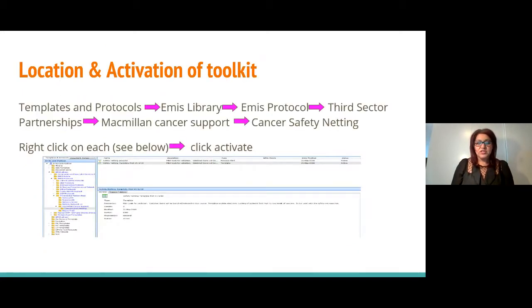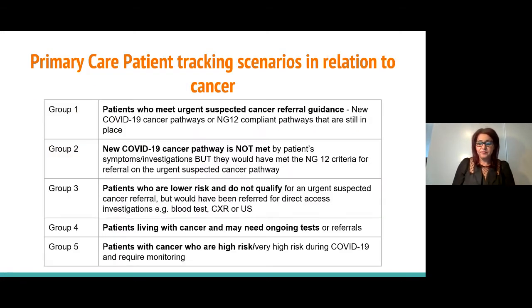So just to talk about the first step, locating and activating the toolkit. All this information will become available to you, and it's very straightforward. If you go onto your templates and protocols tab in EMIS and then you launch your EMIS library, you will find in it a folder that says third sector partnerships. And in that folder, there is a Macmillan Cancer Support tab, and then that launches the Cancer Safety Net. So if you right click on it and activate it, that activates that toolkit template on your desktop.